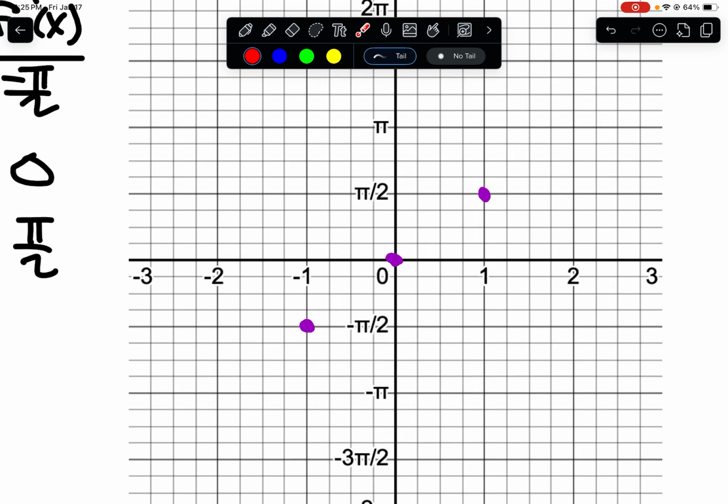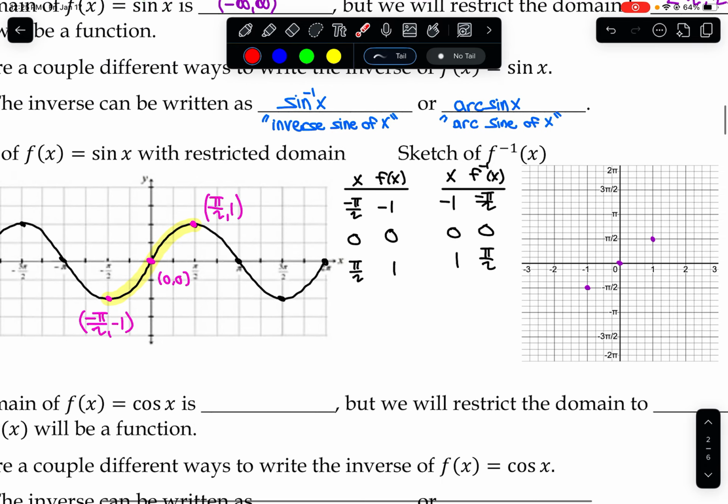So now, the next part, now that we have the points, we need to figure out what the path of the graph is going to be. So we need to determine, is it going to look like this, or is it going to look like this? So we have options. We're going to kind of discover what it should be.